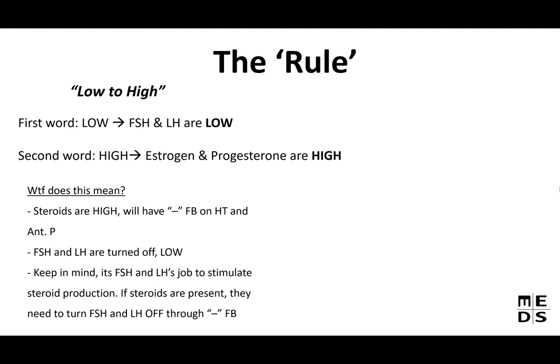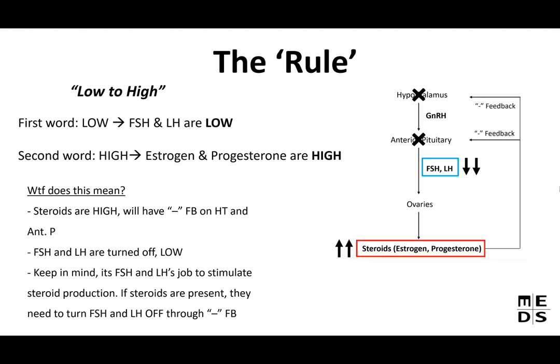Again, I'll have another graphic here on the right. Steroids are high. You can see the arrows loop back around. They have negative feedback on the hypothalamus and the anterior pituitary. This is going to shut off FSH and LH because you don't need the order anymore. The final product has been made, which is steroids. And this is what's going to happen throughout the menstrual cycle.